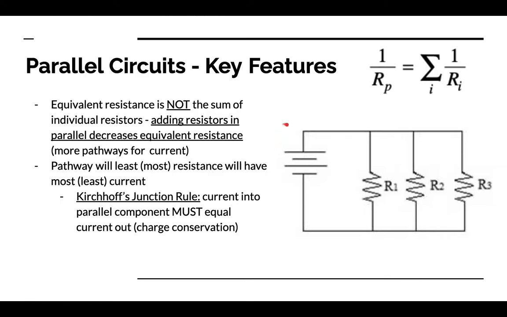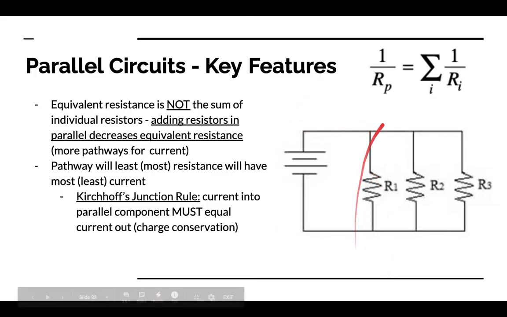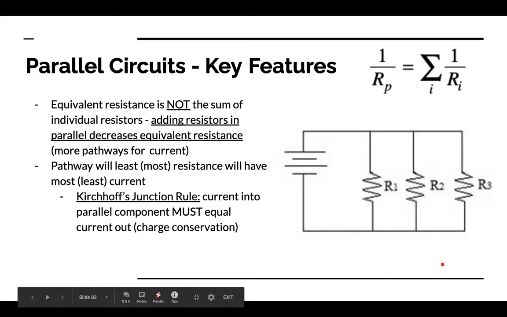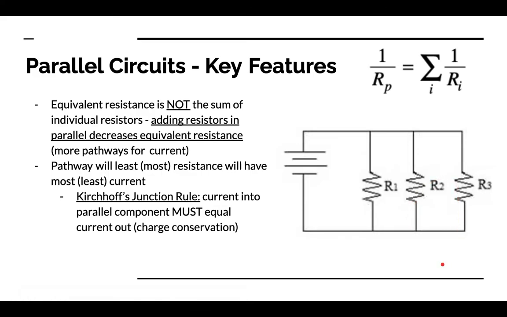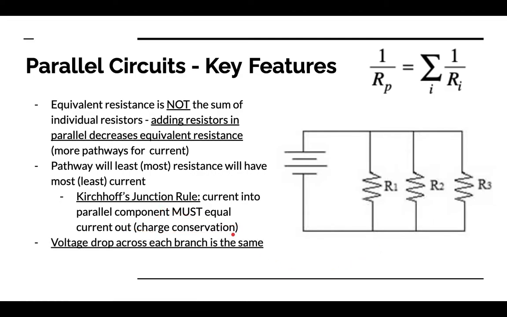Kirchhoff's junction rule states that the current into a parallel component must equal the current out. So I1, the current through R1, I2, the current through R2, and I3, the current through R3, if you add those together, must be equal to the current going in and the current going out. Again, think of this as a stream. There's no loss of water if you branch a stream off in a different section. The same amount of water that goes into the branches must be the same amount that comes out, and this is a consequence of charge conservation.